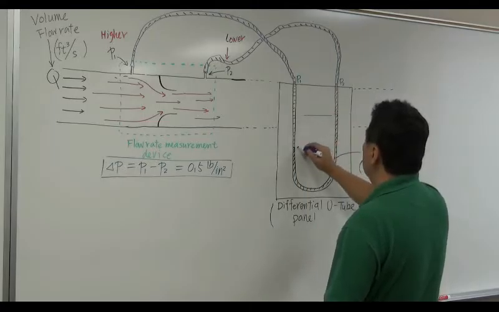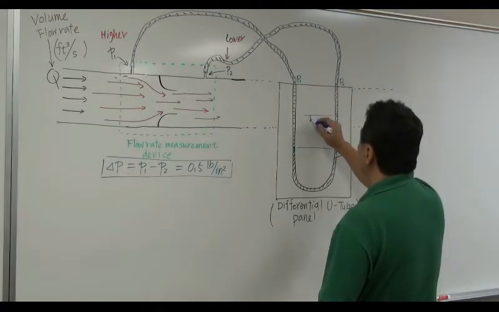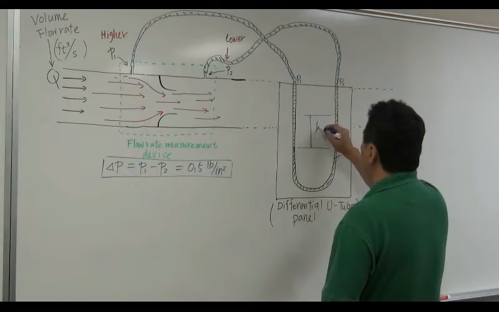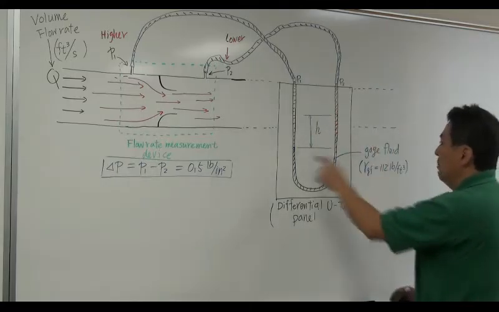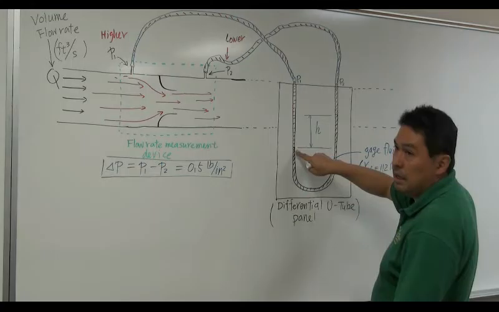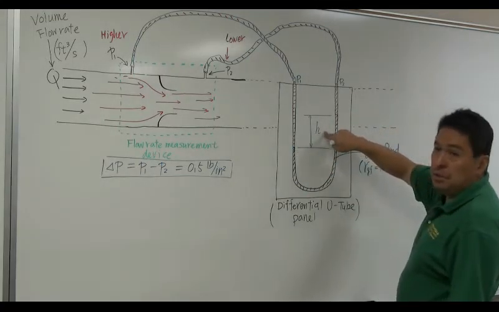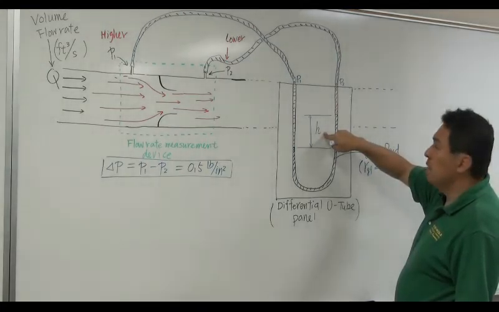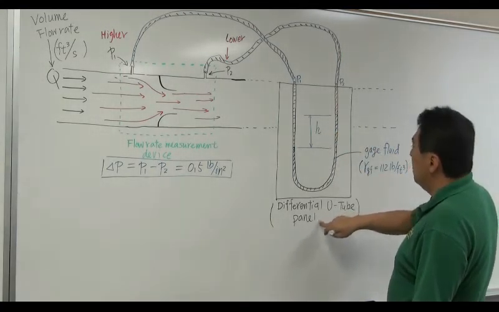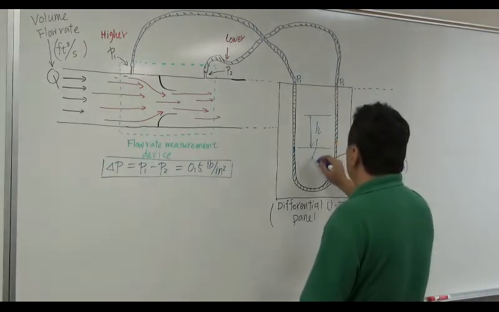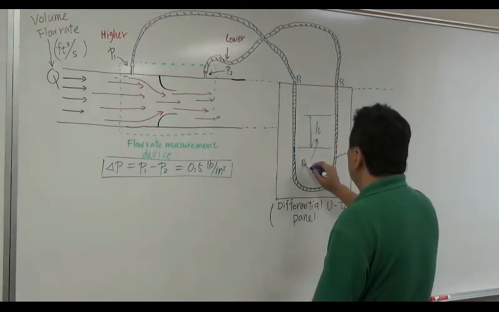Right? Creating the difference between the left leg and right leg. Of course, this is the higher pressure side. This is the lower pressure side. So this H is called the differential gauge U-tube manometer reading. Reading of manometer.